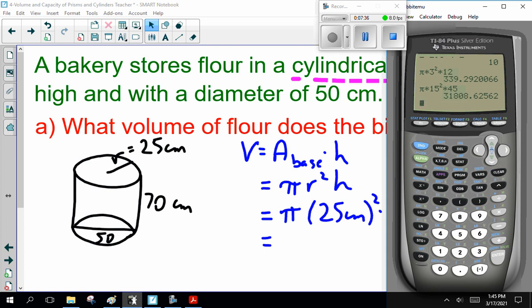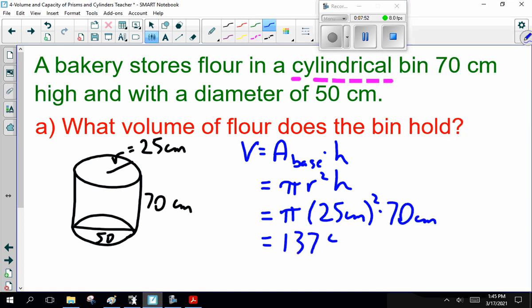Pi times 25 squared times 70. 137,445. Now, it's 137,445 cubic centimeters. As I mentioned earlier, with the volume of the lemonade, often we talk about volume in liters. I'm not going to change this to liters because there's a couple more questions in there. But be prepared for that.